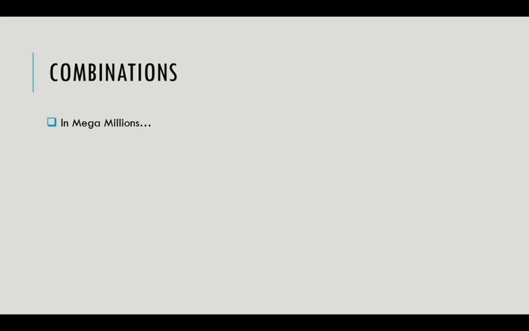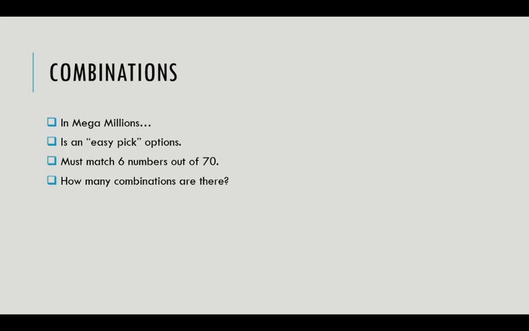So let's look at Mega Millions. And I had to look this up. I've not played Mega Millions, but I learned that there's an easy pick option. And in that easy pick option, you have to match 6 numbers out of 70. And I'm assuming there's just 1 through 70. So we want to ask ourselves, how many different possible combinations are there going to be? And that will help us determine the probability of winning. So how many combinations are there?